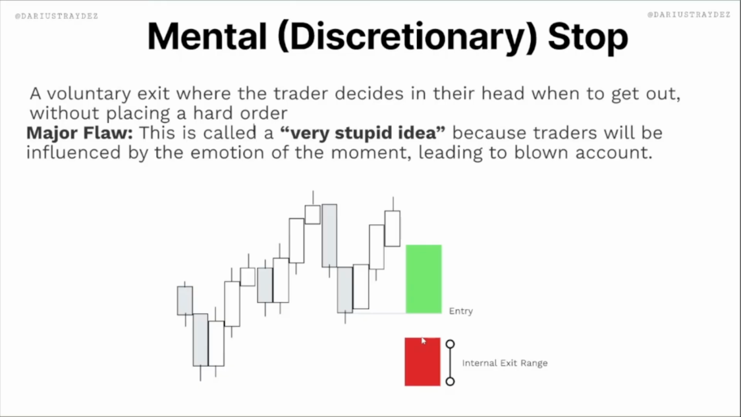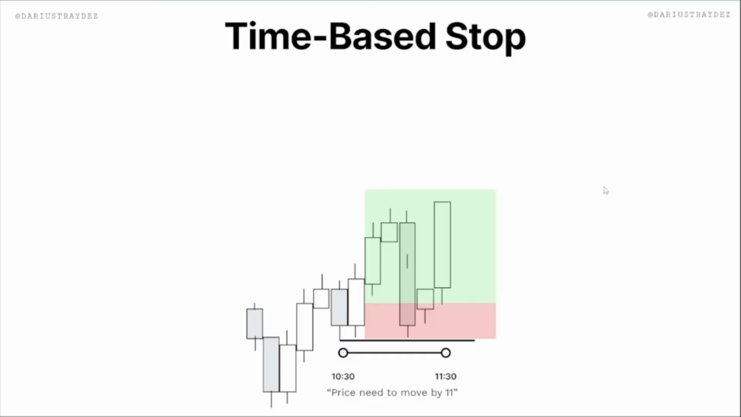And this is a very stupid idea because you are influenced by the emotion of the moment. So let's say price is going down, but there could be something there that you think price maybe will actually come right back up in a couple of minutes. So you stay in the trade. Price is going to continue going lower and you blow your account with a margin call. So obviously, do not do these discretionary stops unless you are very disciplined and obviously consistent.